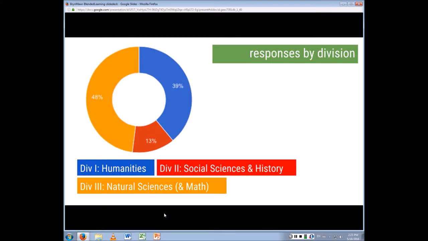Responses by division, I'm just going to give you a few survey responses so you have a baseline understanding before we go into the next section of the study. So Division 1 is Humanities. We have a lot of faculty in languages. We work with faculty all the time in languages. I think that's kind of common in liberal arts colleges. Our smallest group is the social sciences and then the natural sciences as well.